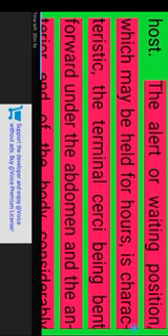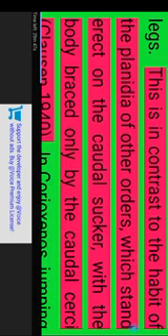The alert or waiting position, which may be held for hours, is characteristic, the terminal cerci being bent forward under the abdomen and the anterior end of the body considerably raised and supported only by the hind legs. This is in contrast to the habit of the planidia of other orders, which stand erect on the caudal sucker, with the body braced only by the caudal cerci. Clausen, 1940.